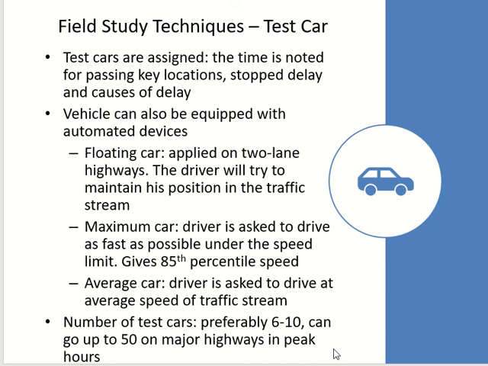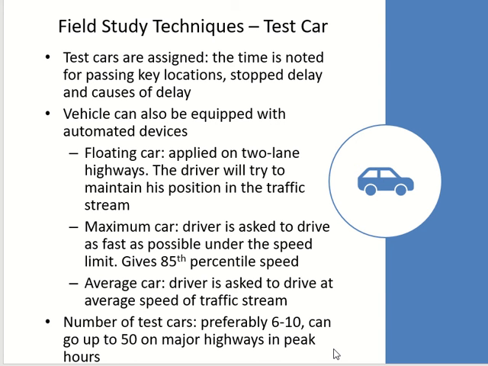Why? Because on those highways in the peak hour, the flow may go up to 5,000, 6,000 vehicles. So 5,000 vehicles and 50 test cars. No comparison. Okay, but for normal highways or for other timings, up to 10 is enough. So up to 10 is normal. Okay, more than 10 is a special case, for major highways and only in the peak hour.